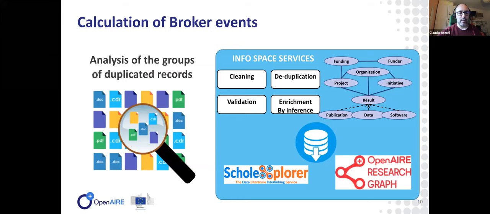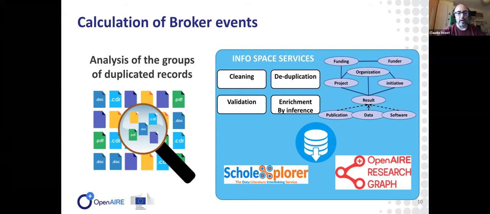So how does the algorithm to identify these added values work? This algorithm can be well exemplified by an example. The algorithm is based on the analysis of the groups of duplicate objects, so the procedure can be well exemplified by an example.